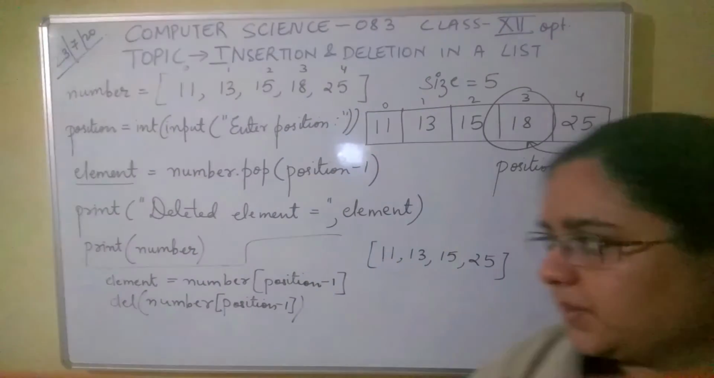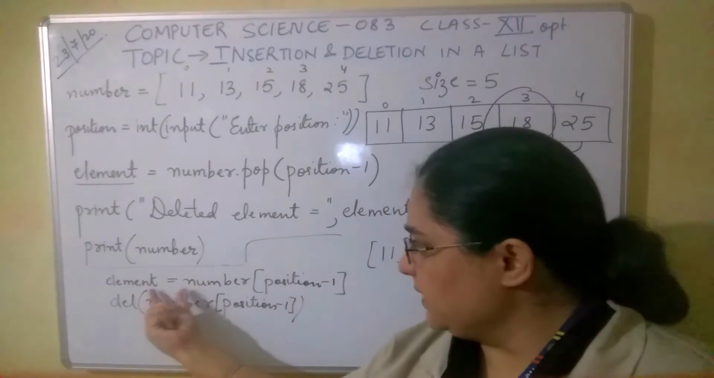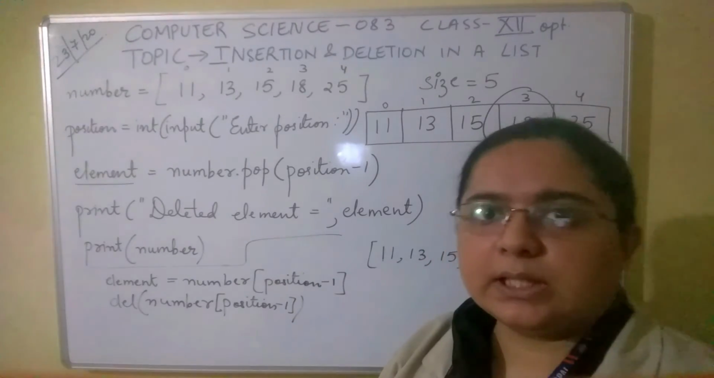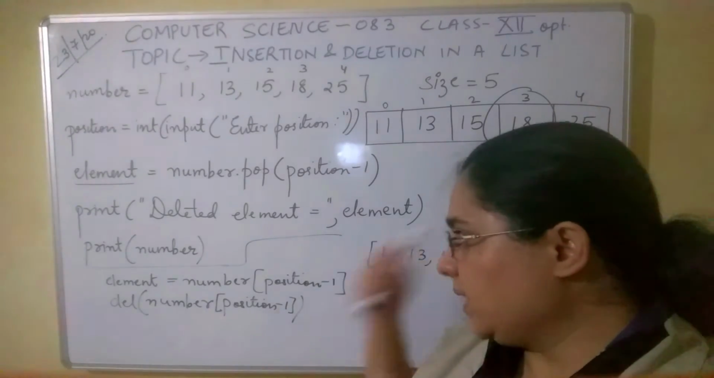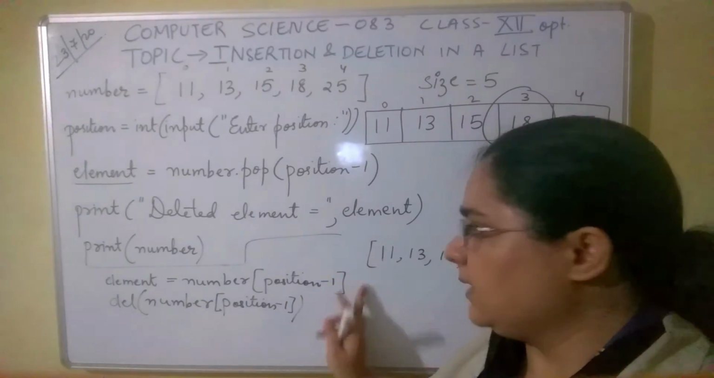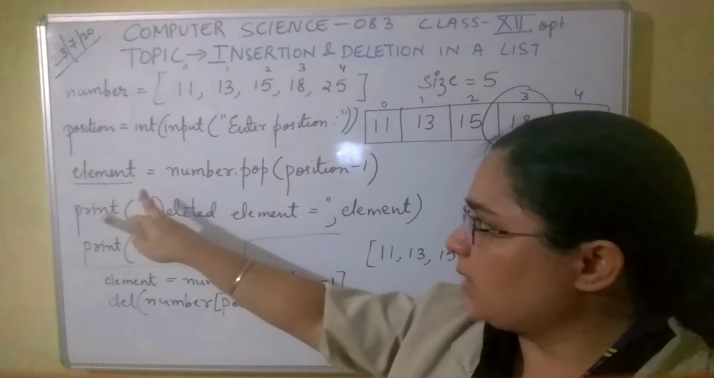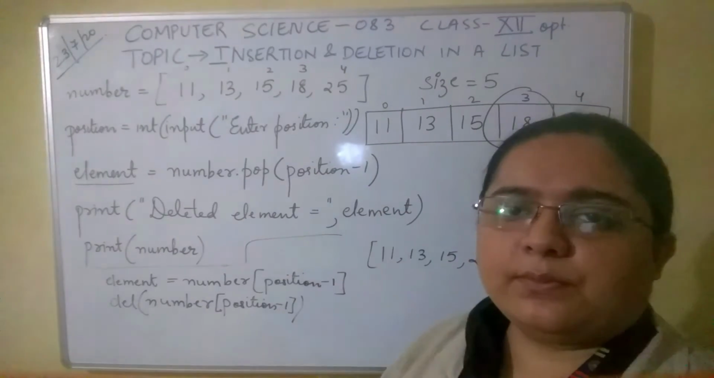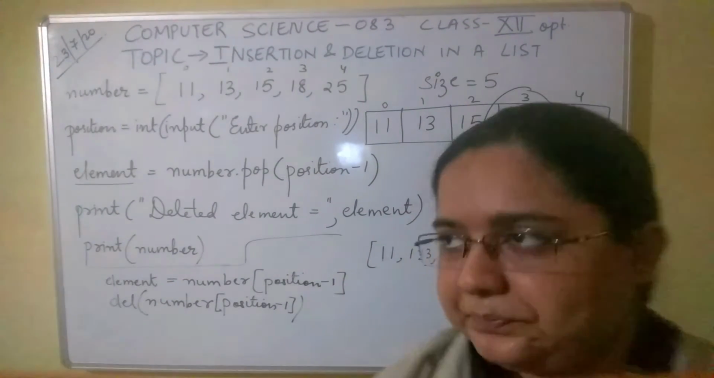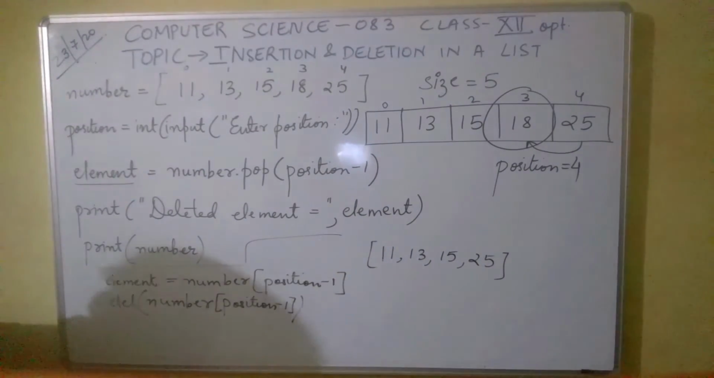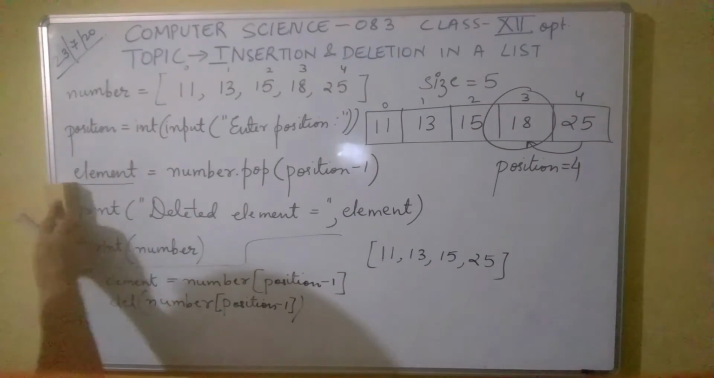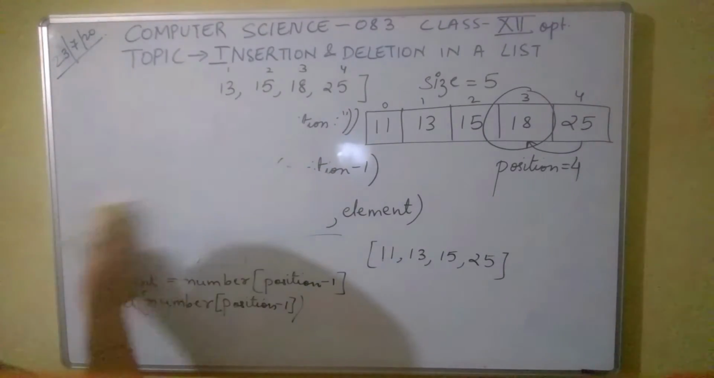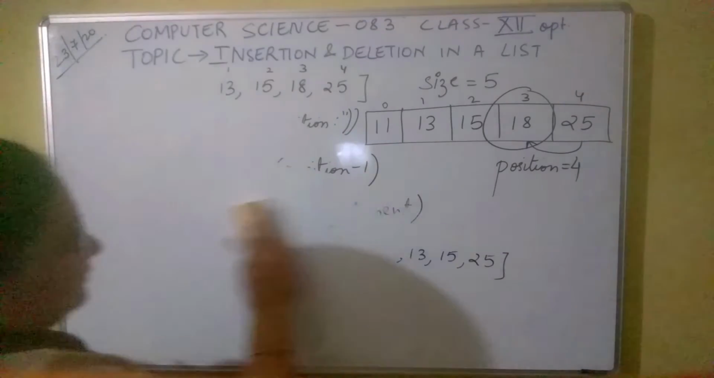So this way, first of all, the number will be saved in element, and then using del number position, I can remove the element from the list. So we can do it in this way also, but it unnecessarily increases one line of code. So in my opinion, this particular line is suitable for doing this operation. So here we saw how to perform insertion and deletion in a linear list.